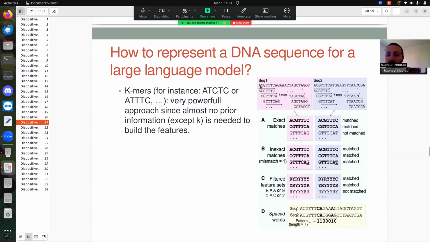Basically the idea is, if you have a sequence here, you can split it into the different k-mers. Here, 7-mers. And then it will be the new words of your DNA sequence. So basically, you can consider that your DNA is a paragraph made of words, and here the words will be k-mers.